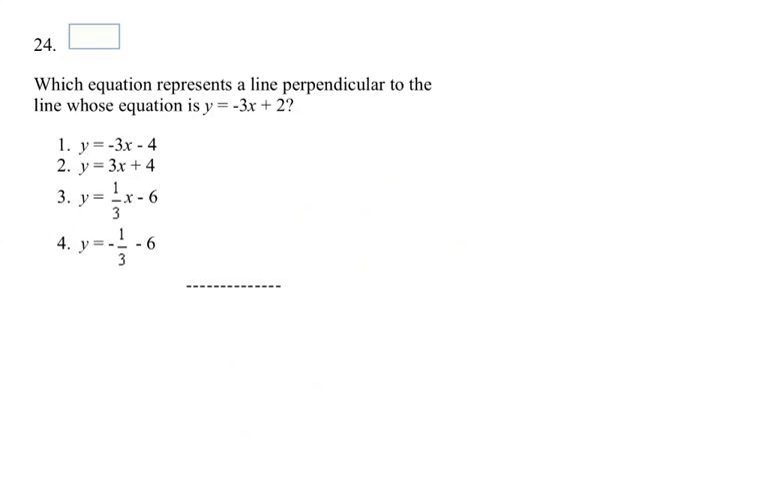Alright, let's look at number 24. We're looking for something that's perpendicular here. Perpendicular means we need to look at the slope and get the negative reciprocal of that. Negation of negative becomes positive. The reciprocal of 3 becomes 1/3. So our new slope has to be 1/3, which could only be choice 3.